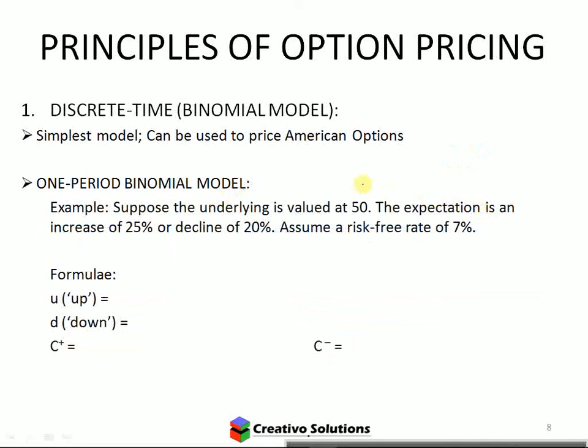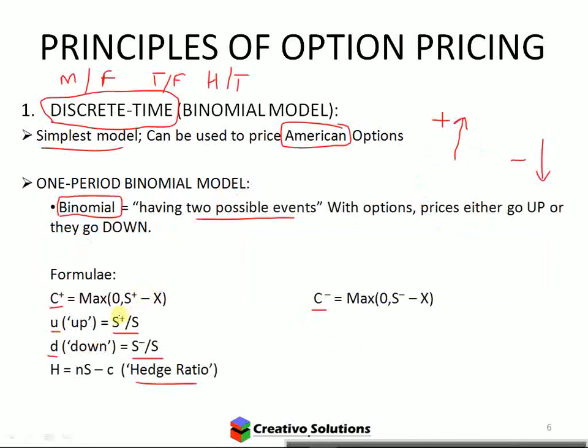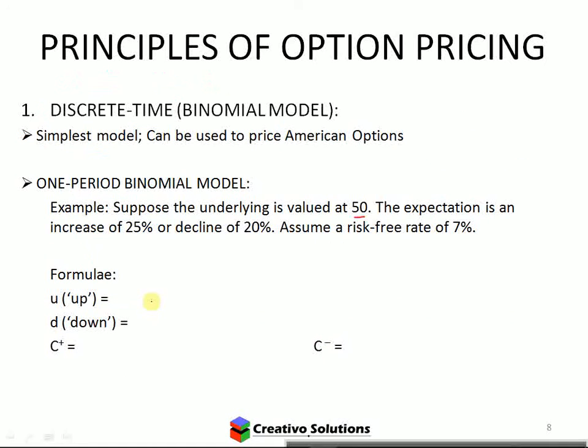Right, so here's an example. Suppose the underlying is valued at 50. The expectation is an increase of 25% or a decline of 20%. Assume a risk-free rate of 7%. So I need my up and my down. What is up? It's the price increase over the price now. So what is the price now? 50. If the price increases, it will increase by how much? 25%. So what's 50 times 1.25?